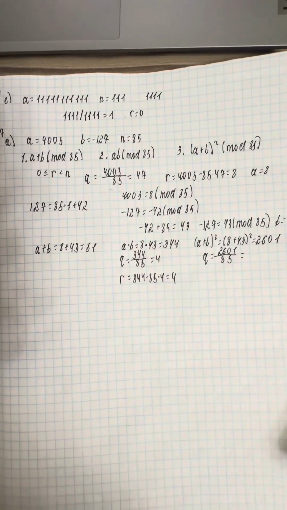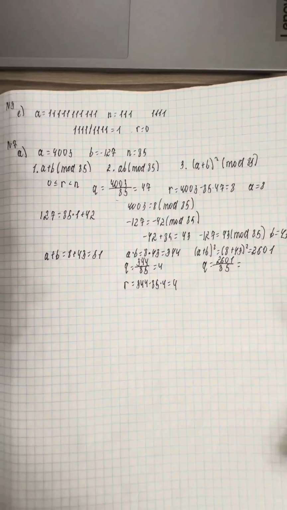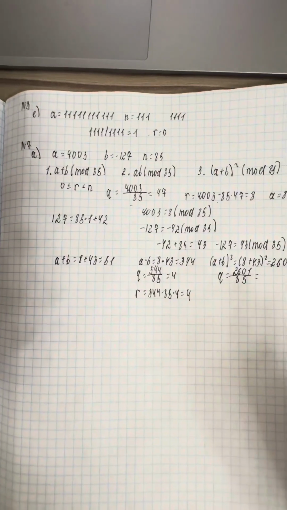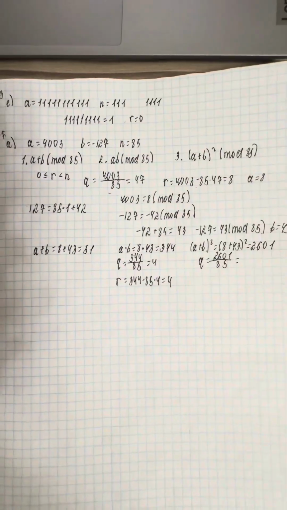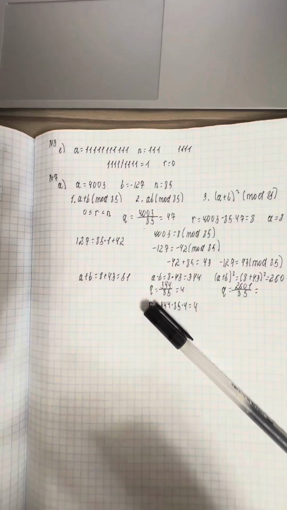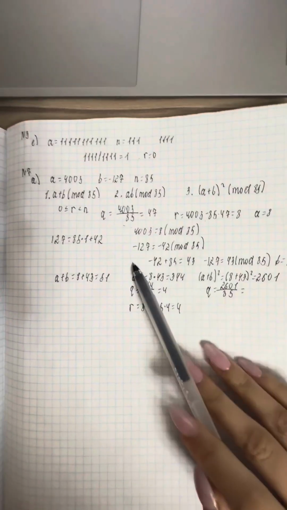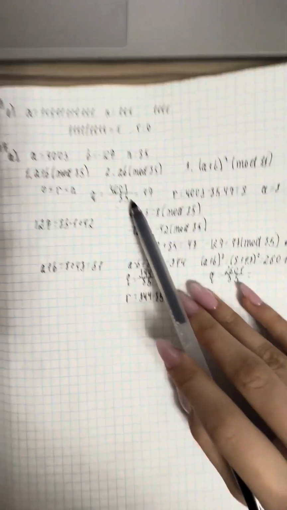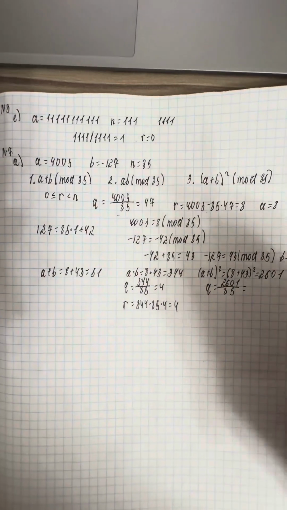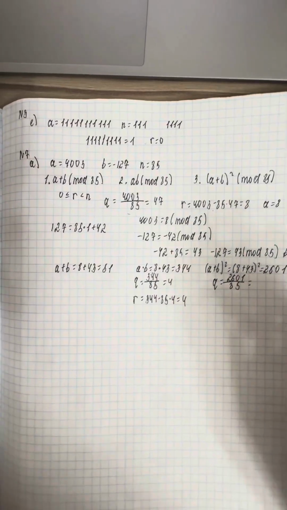From problem 7, part A, we are given A, B, and N: A equal to 4003, B equal to negative 127, and N equal to 85. When we work with modular arithmetic, we always reduce numbers modulo N first to make calculation easier, and our remainder must be between 0 and N. We reduce A modulo 85, and we divide A by N, and Q equal to 47. After this, we find the remainder R equal to 8, so A equal to 8.